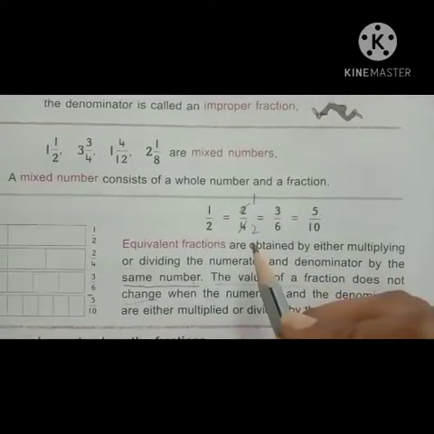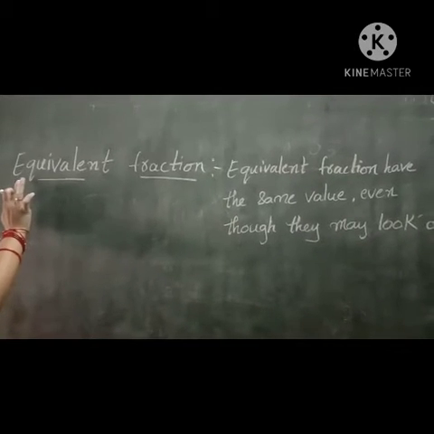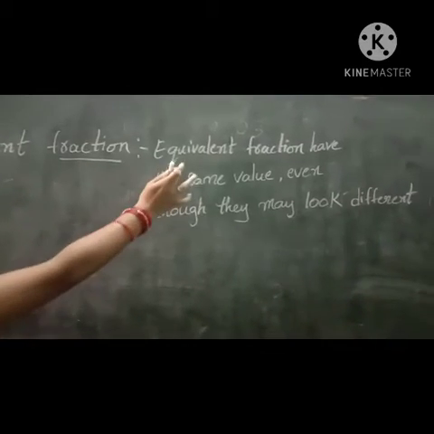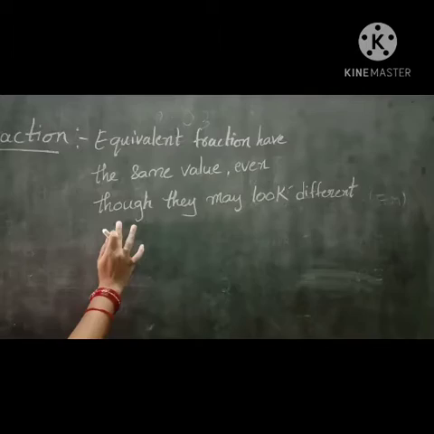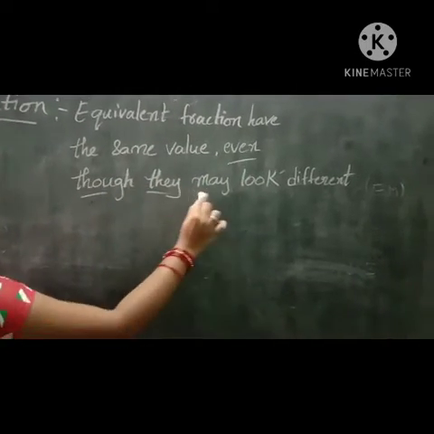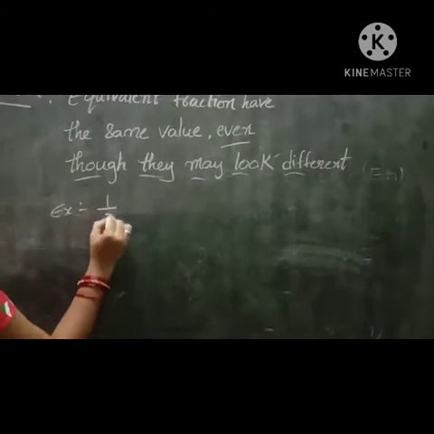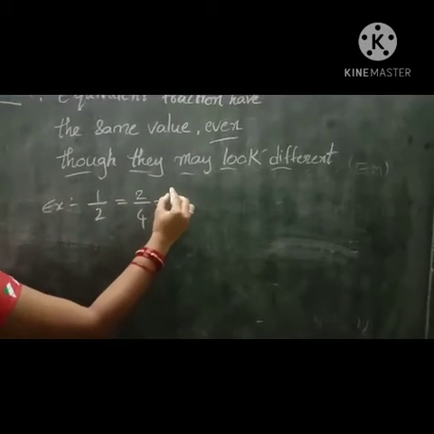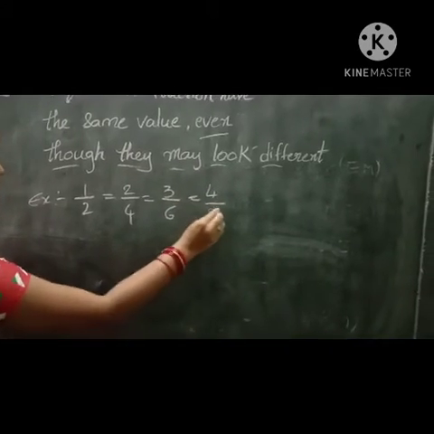Now we are going to discuss the next one. New one, this is equivalent fraction. Equivalent fractions have the same value even though they may look different. See the example, it is very clear. 1 by 2 equals 2 by 4 equals 3 by 6 equals 4 by 8.